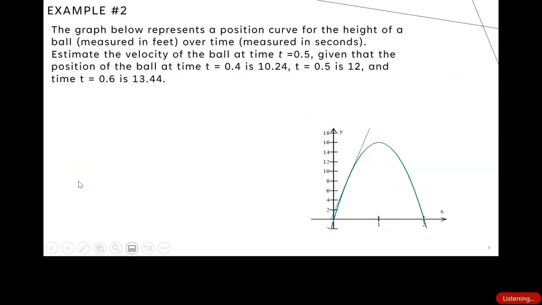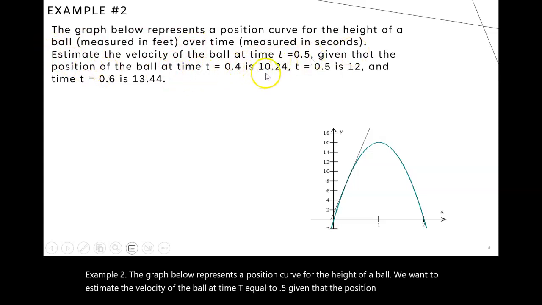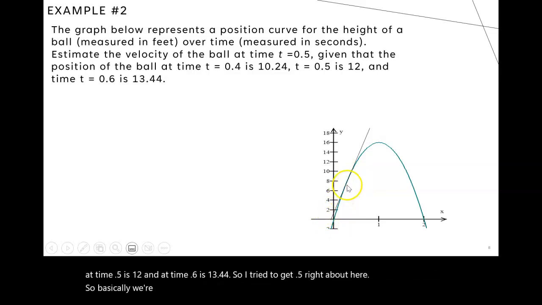Okay, example 2, the graph below represents a position curve for the height of a ball. We want to estimate the velocity of the ball at time t equal to 0.5, given that the position at time 0.4 is 10.24, at time 0.5 is 12, and at time 0.6 is 13.44. So I tried to get 0.5 right about here. So basically we're trying to find the slope of this line right here, what we're going to call a tangent line.